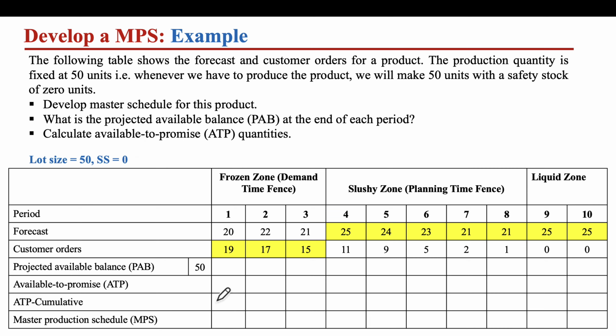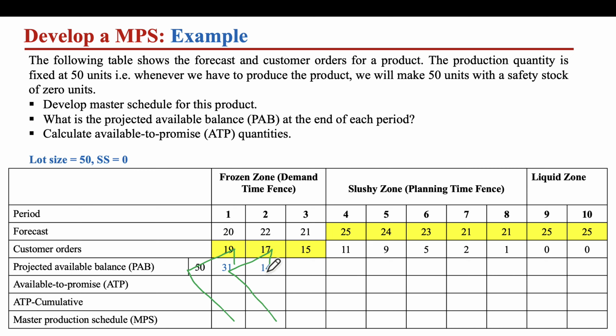Our MPS over here, we will not be producing anything. It's 0. So our projected available balance will become 50. 0 plus 50 is 50 minus 19 is equal to 31. Is this 31 sufficient to meet the demand for 17? Yes, it is sufficient. So we won't be producing anything here. And PAB will become 0 plus 31 minus 17 is equal to 14.